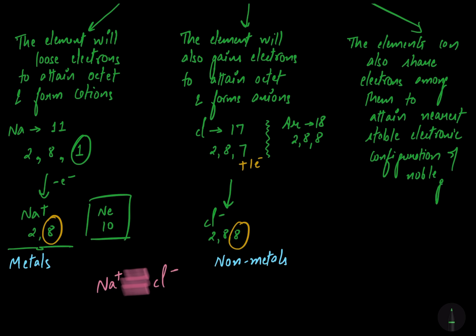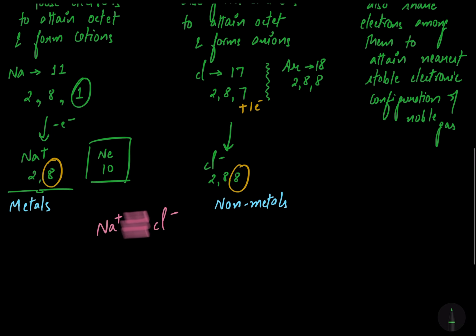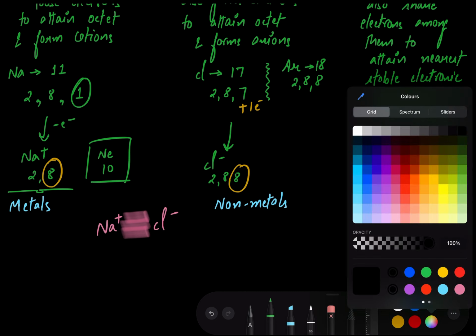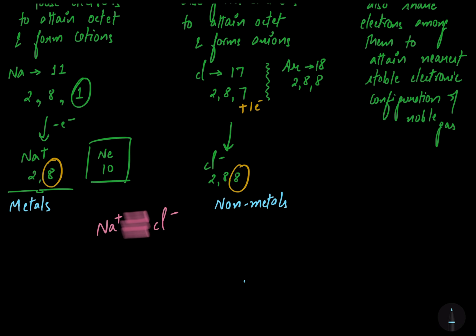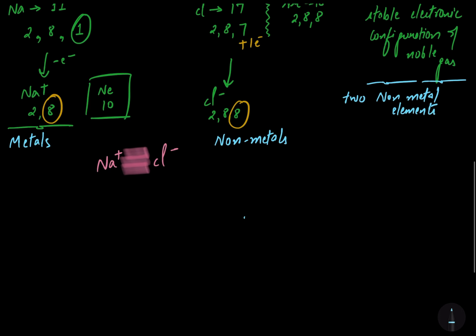Let me take an example. First of all, I'm mentioning that sharing of electrons will take place between non-metal elements. So the sharing of electrons will always occur between two non-metal elements. Let me take an example.